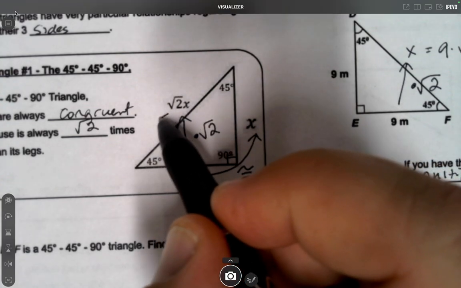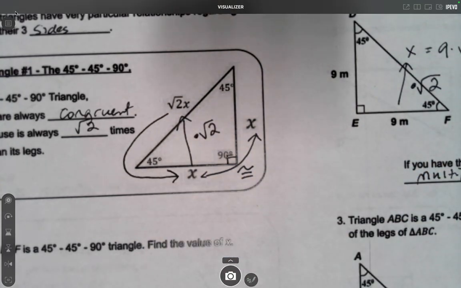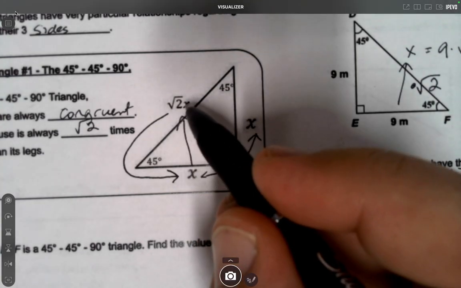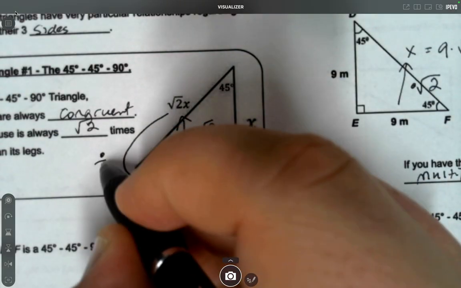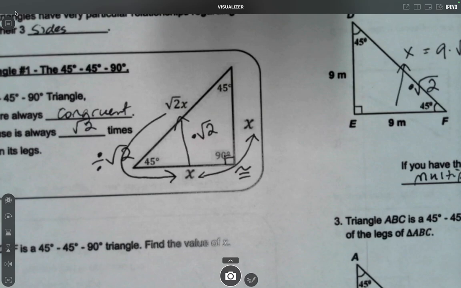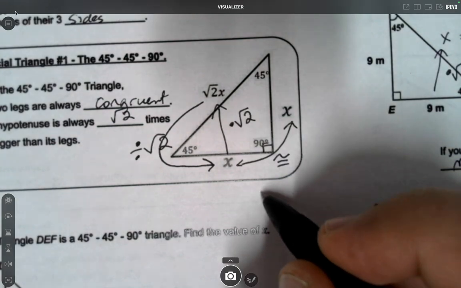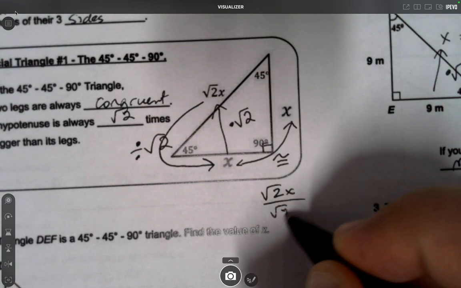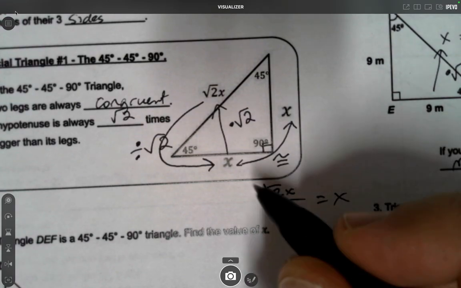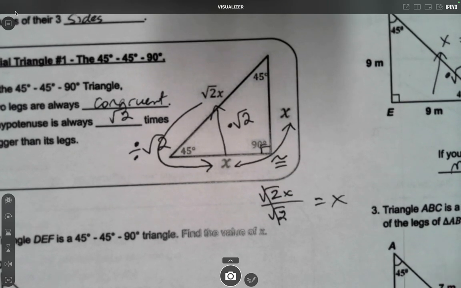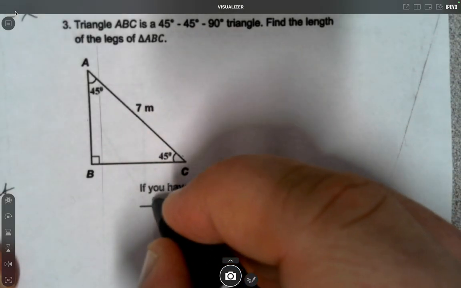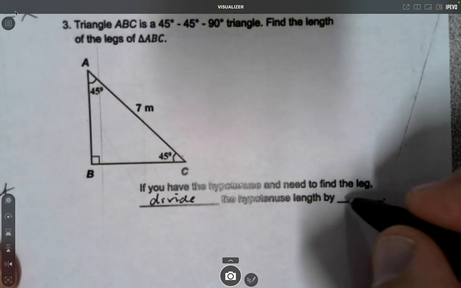So if I want to go from the hypotenuse to the leg, I'll have to do the opposite. From here to here, we multiply by the square root of 2, so to go backwards, we divide by the square root of 2. If we start with the hypotenuse, that's the square root of 2 times x. If we divide that by the square root of 2, they cancel out, giving us just x, which is what we want for the leg. So if you have the hypotenuse and you need to find the leg, you divide by the square root of 2.